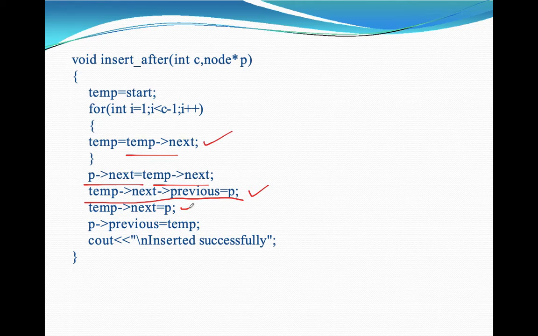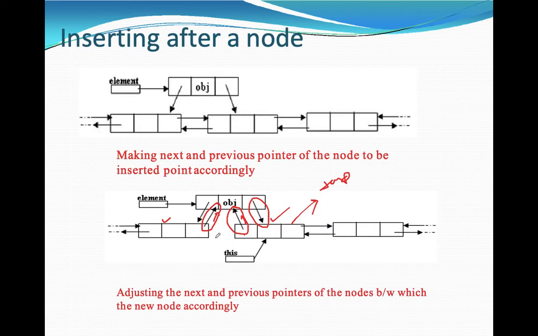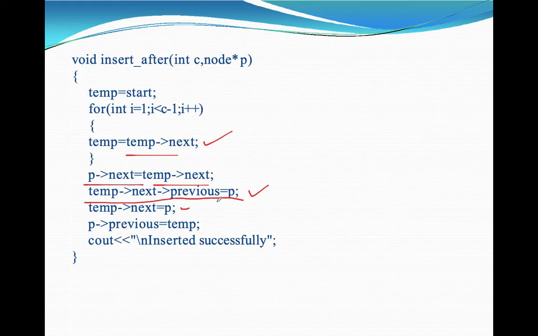Now it is acting as a temp. So now it is pointing to P, right? And P previous is going to temp. Here actually some confusion is there. So if you want to make it clear, means.